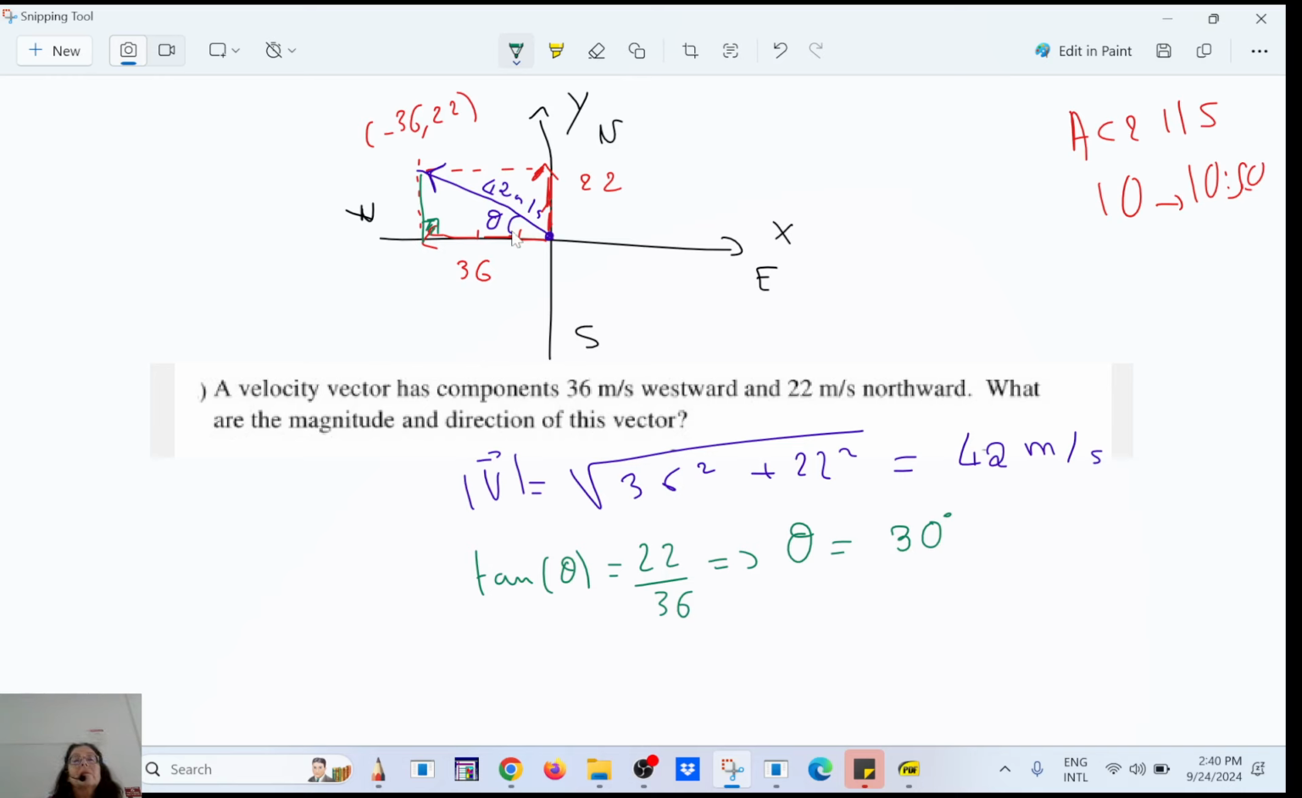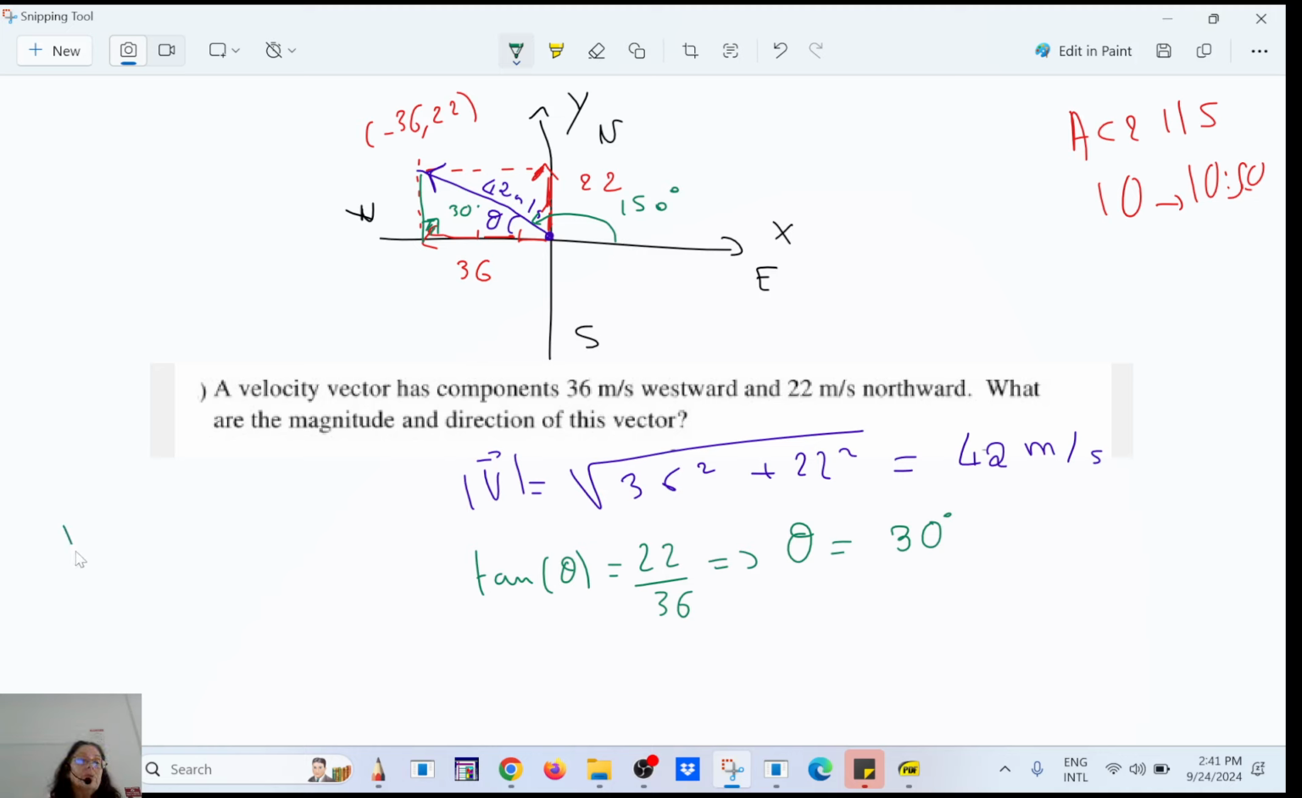Is this the standard notation? No, right? You need to start from the positive x-axis and go counterclockwise like that. If you are not sure, you can use your polar graph. Otherwise, this is 180, and 180 minus 30 is 150. 149 if you take 31, you're right. Do you all agree with that?